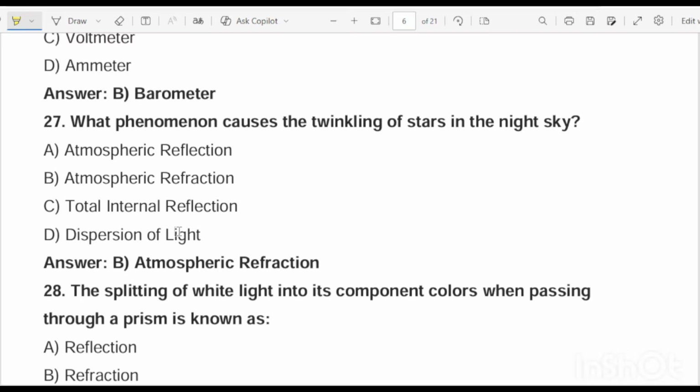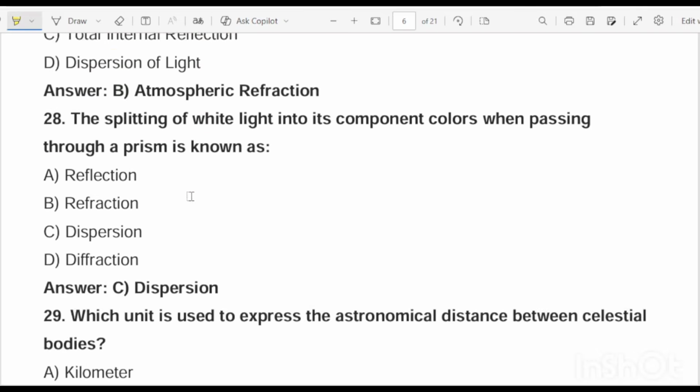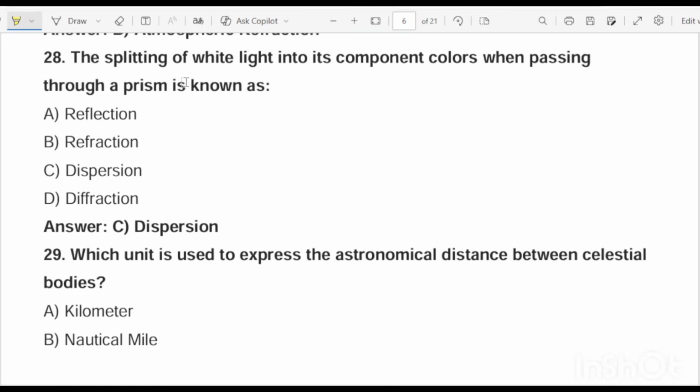Next question. What phenomenon causes the twinkling of stars in the night sky? Correct option. Option B, atmospheric refraction. Next question. The splitting of white light into its component colors when passing through a prism is known as. Correct option. Option C, dispersion.